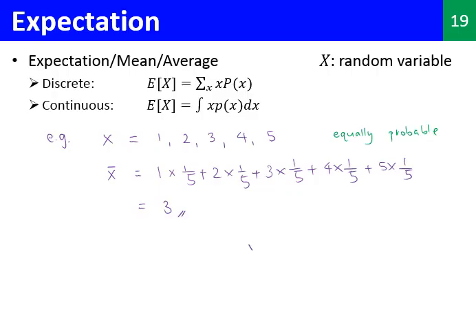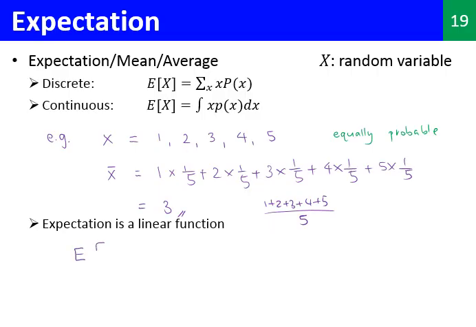Okay, so this is pretty much same as adding these together and dividing by 5. This is because they are all equally probable, right? Expectation is a linear function, and that means we have the expectation of ax plus y being equal to a times E[x] plus E[y]. Okay.